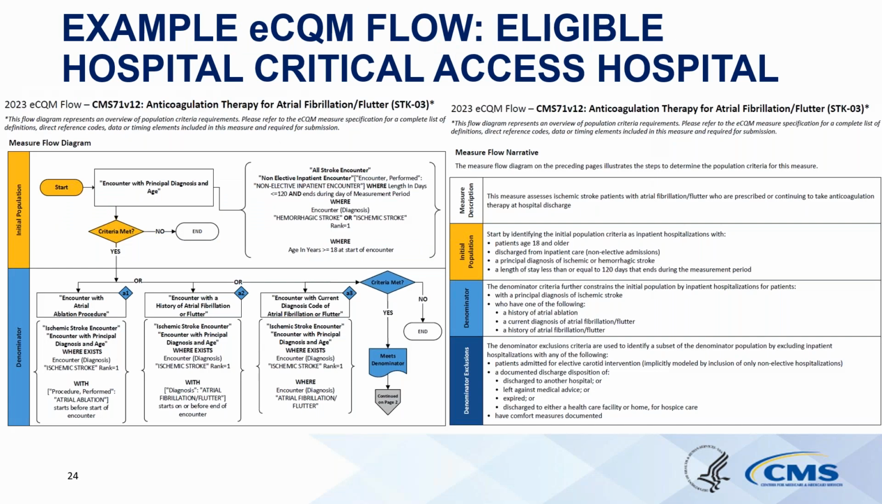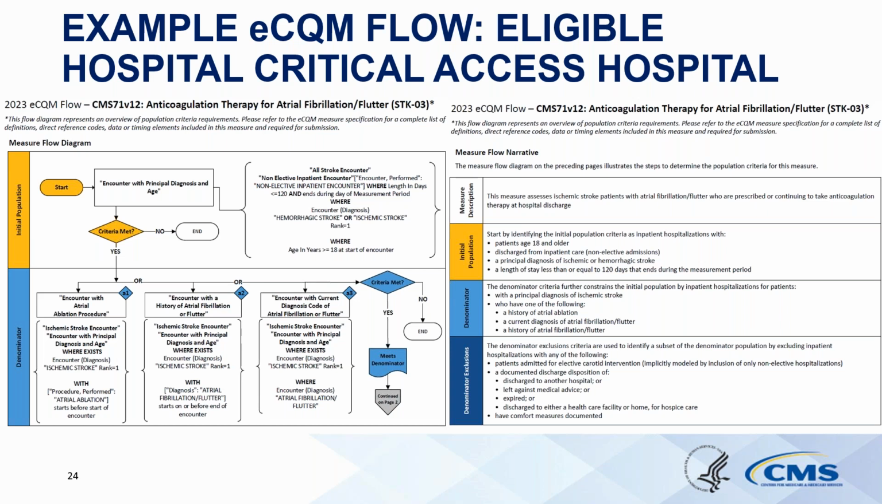Okay, great. So here, first, we're looking at an example from the eligible hospital side. In general, these flow diagrams represent an overview of the population criteria. As noted, we refer to the specifications as the source of truth for the complete list of definitions, direct reference codes, et cetera. So the measure flow diagram displays the steps to determine the population criteria for each eCQM. This includes data criteria to satisfy the initial population, denominator, numerator, and then also the denominator exclusions and or exceptions.